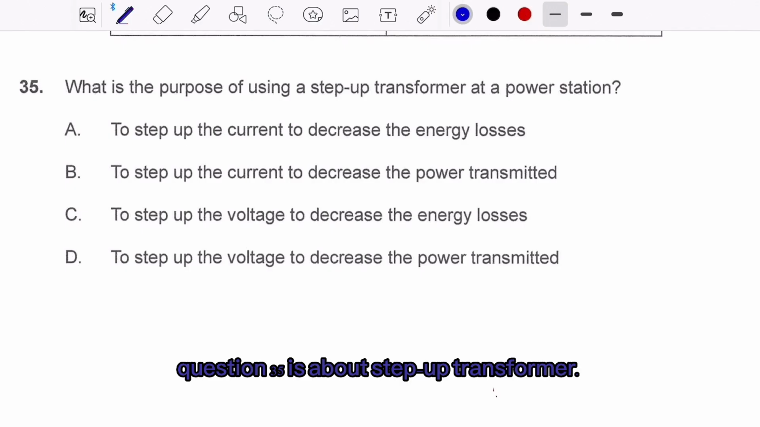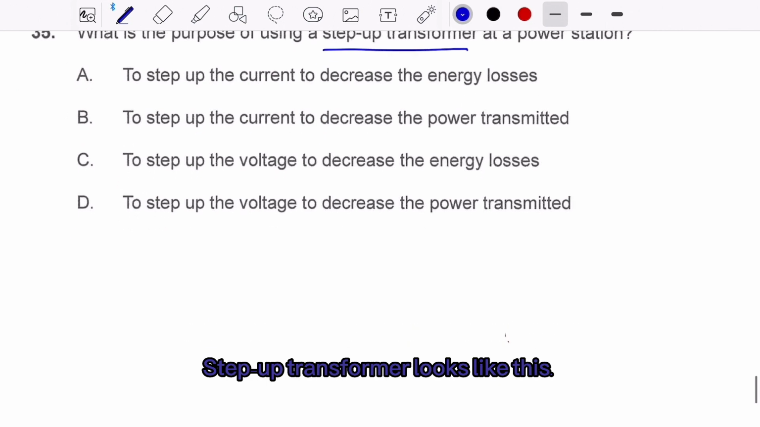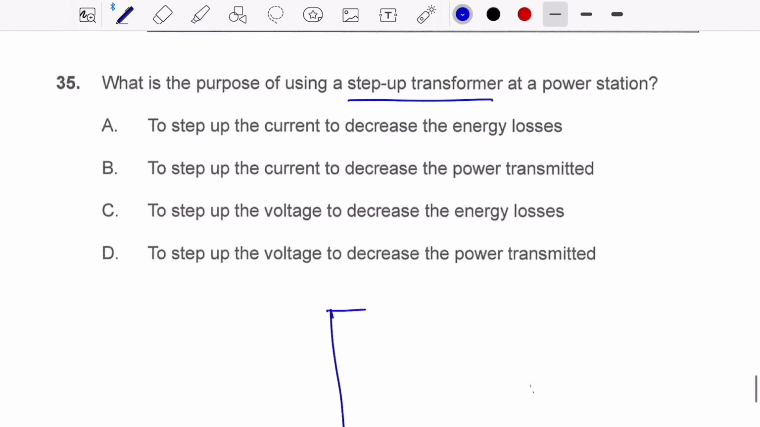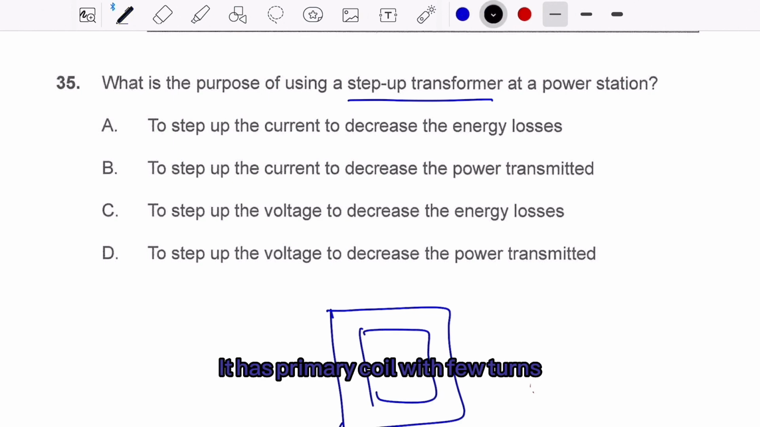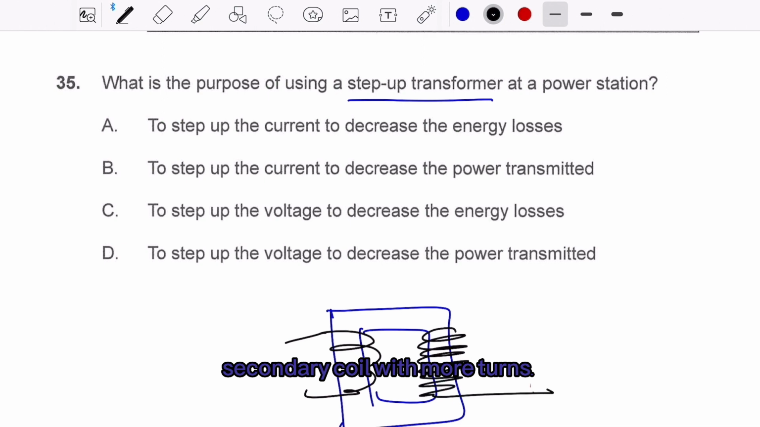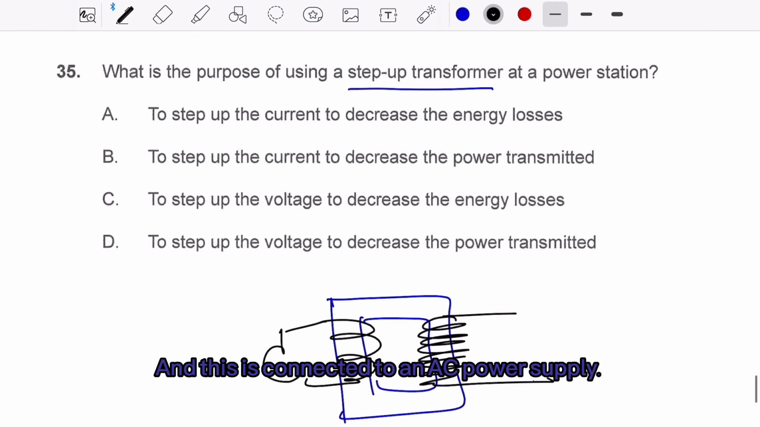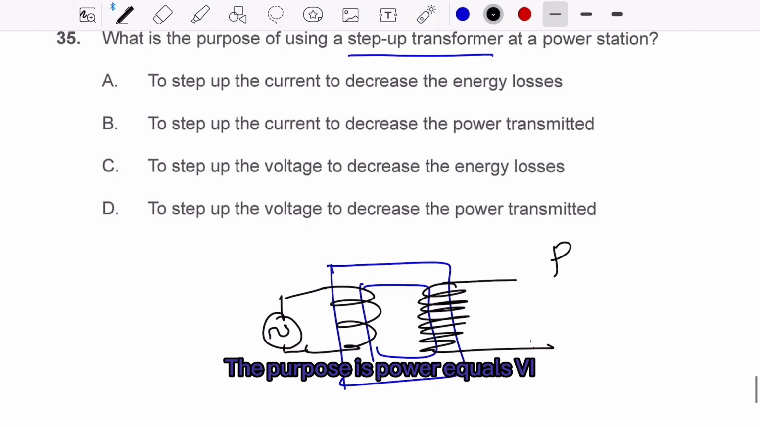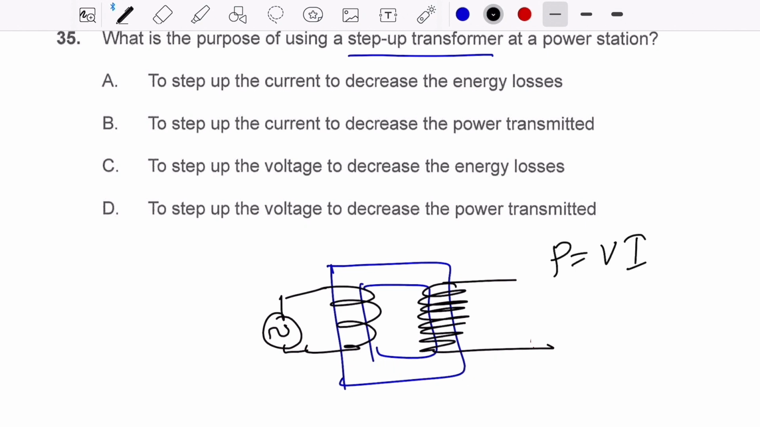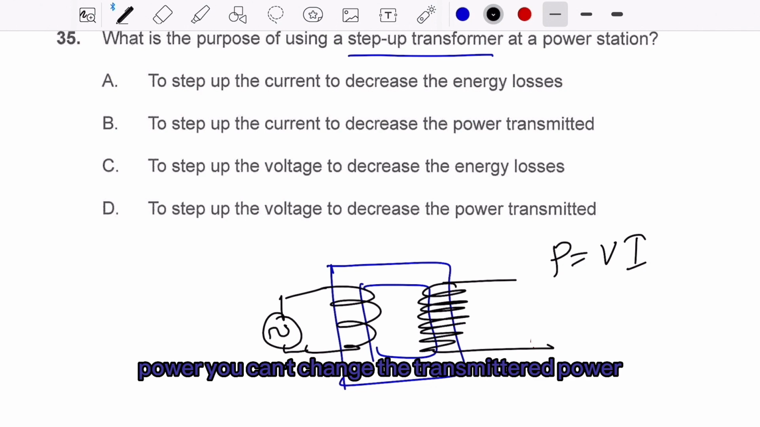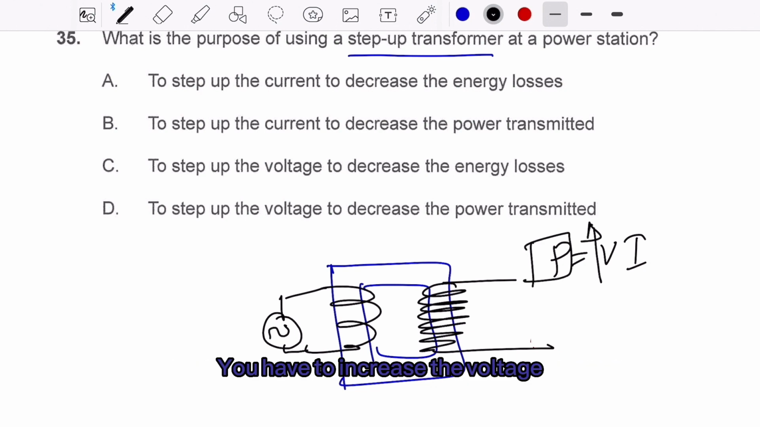Question 35 is about a step-up transformer. A step-up transformer looks like this. It has a primary coil with few turns, a secondary coil with more turns, and this is connected to an AC power supply. The purpose is, power equals V I. You can't change the transmitted power. You have to increase the voltage in order to decrease the current.